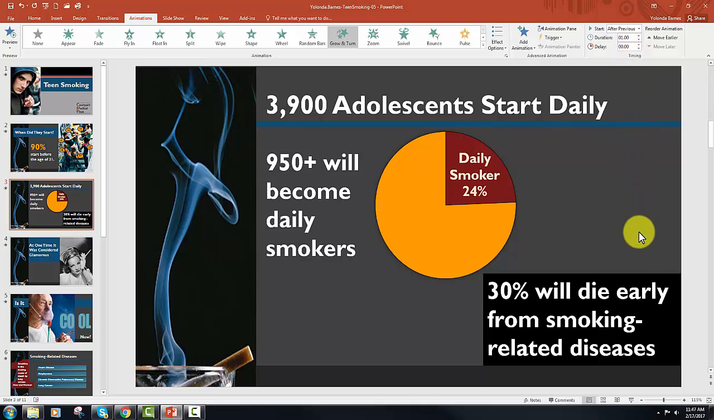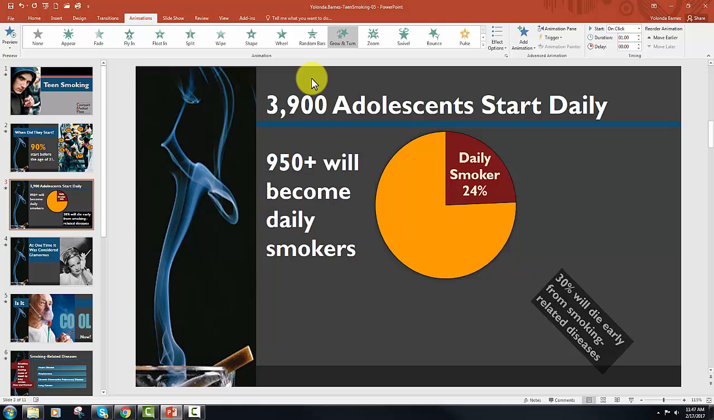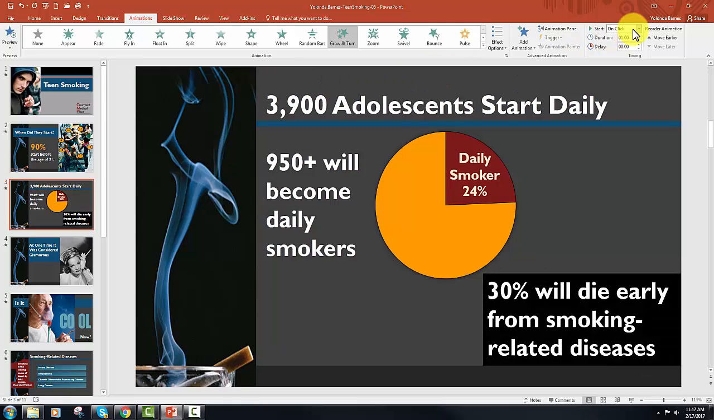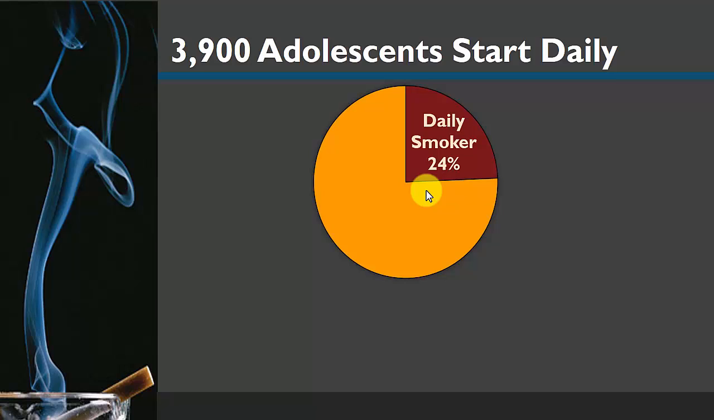Select the text box on the bottom right. Apply the grow and turn entrance effect. Change start to after previous. Change delay to 1 second. Test the slideshow in slideshow view. When it's done, click the escape key.